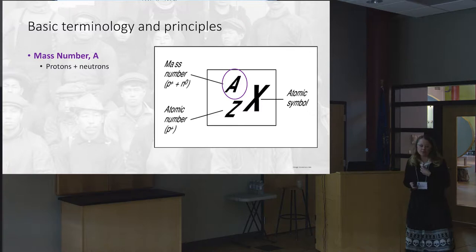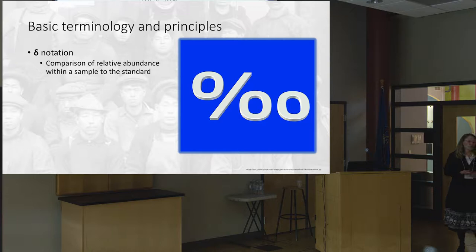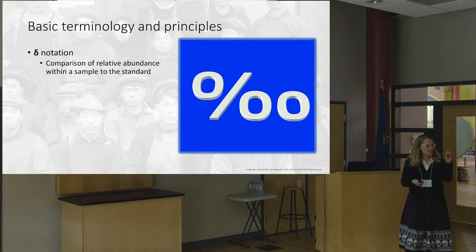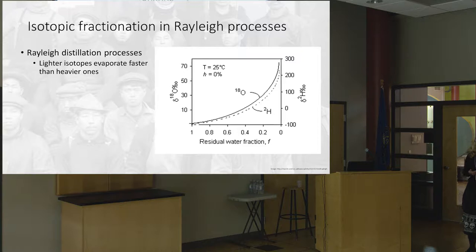When we report stable isotopes, we report them as a comparison of relative abundance within a sample that we're looking at to a standard. And this is given in per mil values. So it looks like a percentage with an extra O, and it means parts per thousand. When we talk about particularly water, we're going to talk about the Rayleigh distillation process. And this is where lighter isotopes evaporate faster than heavier ones.